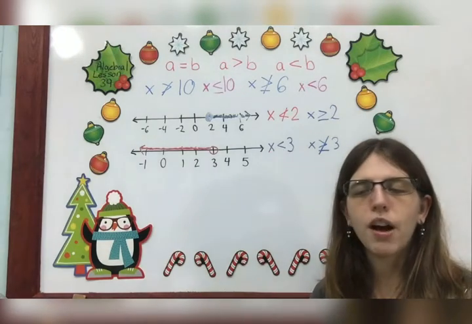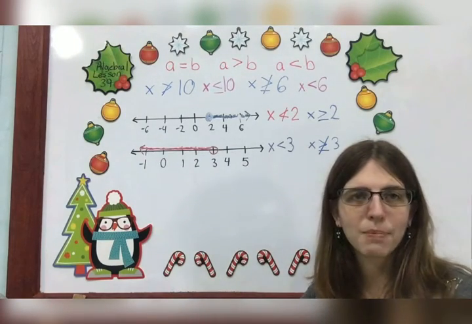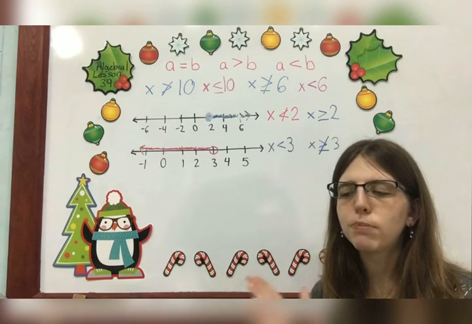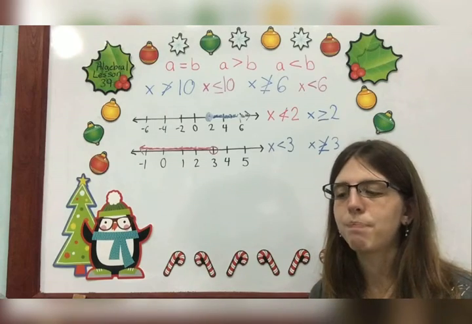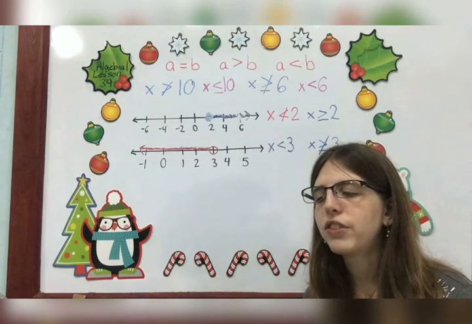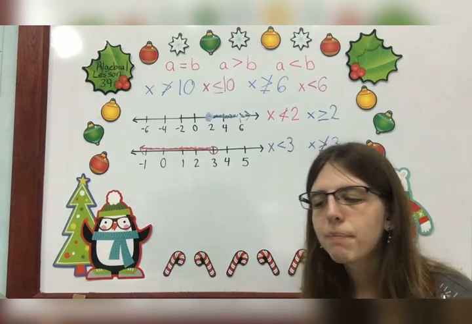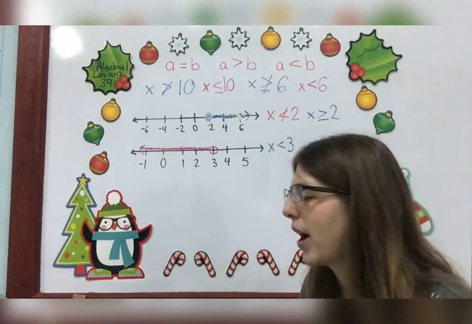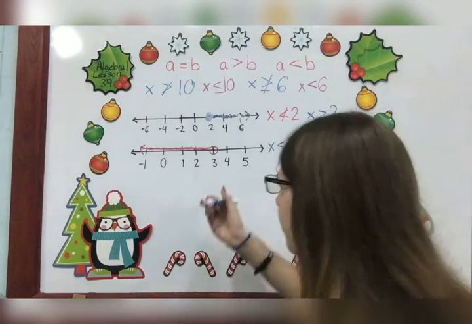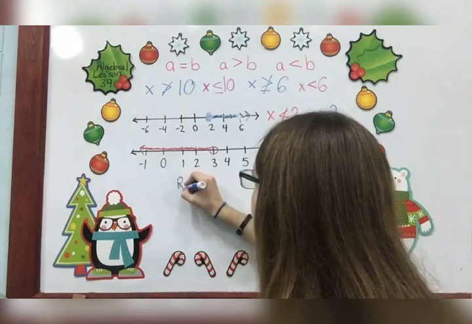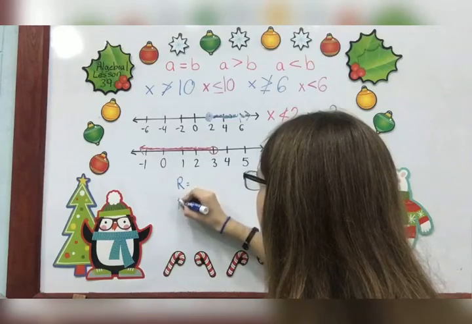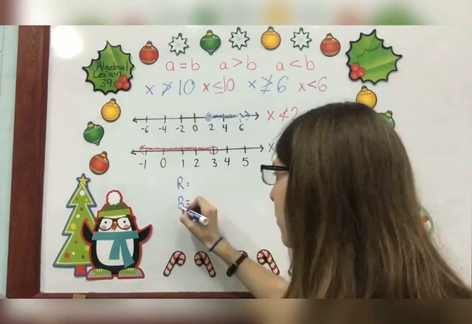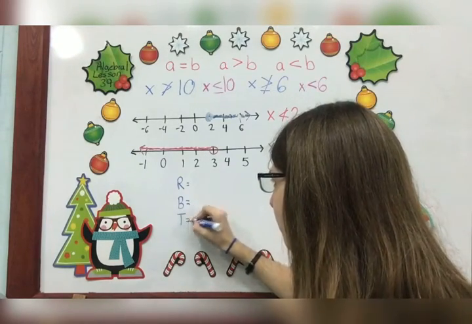This is example 39.3 on page 152. The ratio of red marbles to blue marbles is 5 to 7. If there are 156 marbles in the bag, how many marbles are red? Okay, so let me just map it out. I know I'm going to have red marbles, blue marbles, and then my problem mentioned a total, so I'm going to include the total number of marbles.